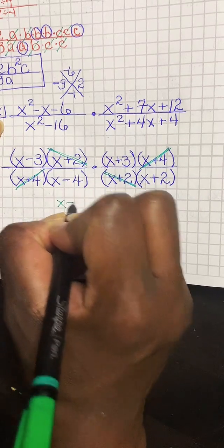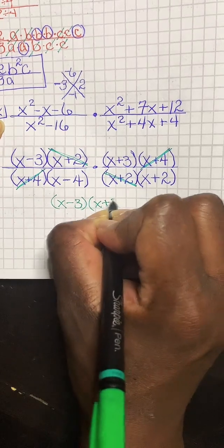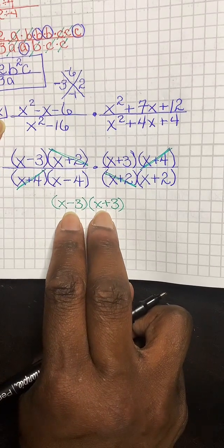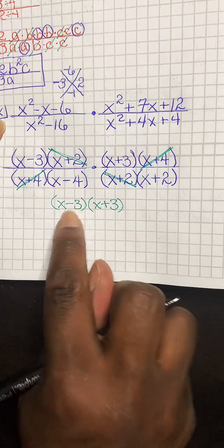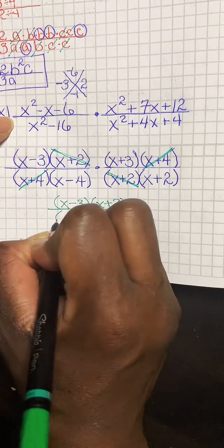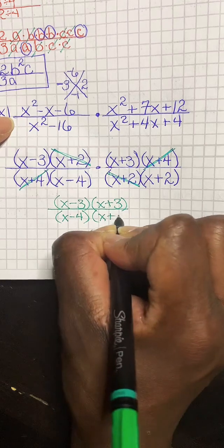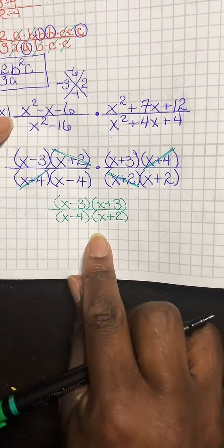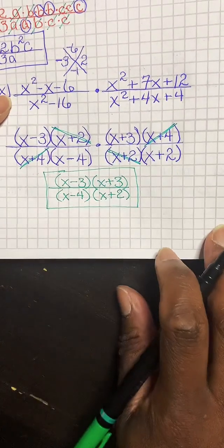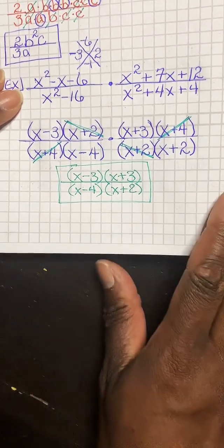So we have x minus 3 in the numerator. We have x plus 3. So since they're different signs, we can't say x minus 3 squared or x plus 3 squared. 2 different signs. Can't do that. So divided by x minus 4 and x plus 2. And you can leave them in factored form. Okay? Don't waste too much time trying to put it back into any. No. Because usually this is what happens.